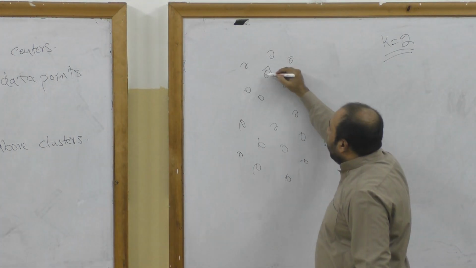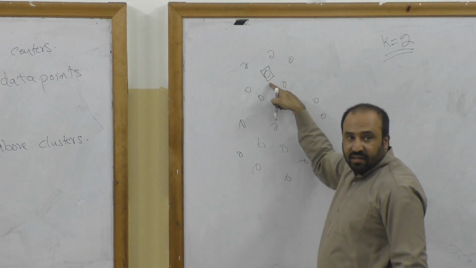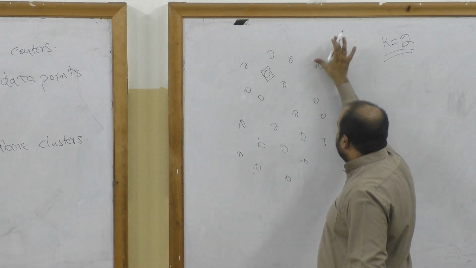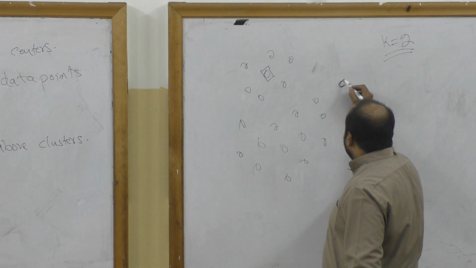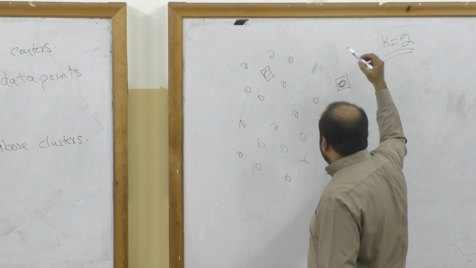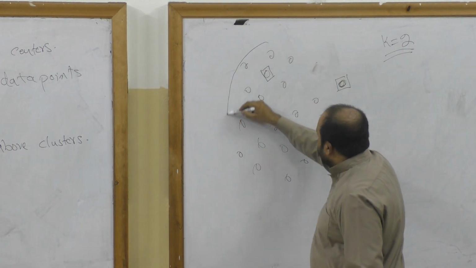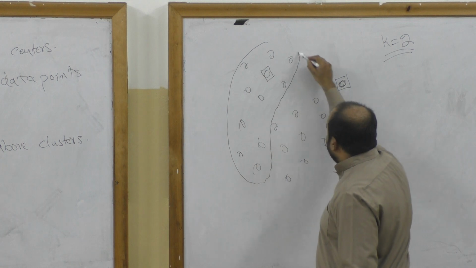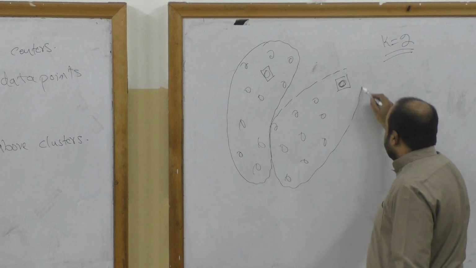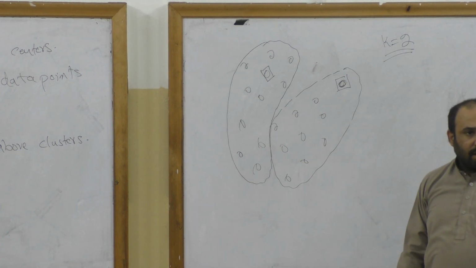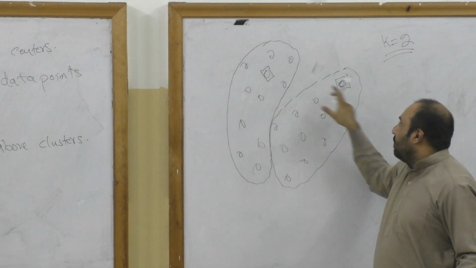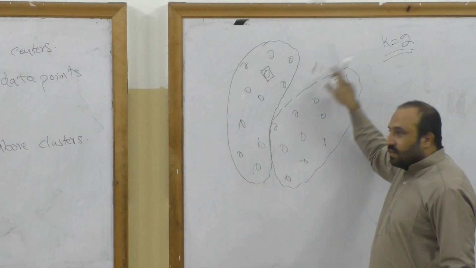So let's say this one is picked as center in the very first iteration, and let's say this one is picked as another center. That's it. If you see closely, this might be one cluster, and this might be another cluster. By picking this randomly as a mean, and this randomly as a mean, this is one cluster, this is another cluster.